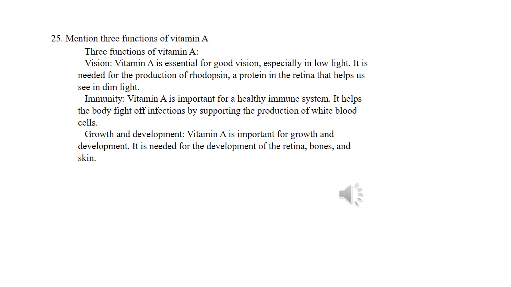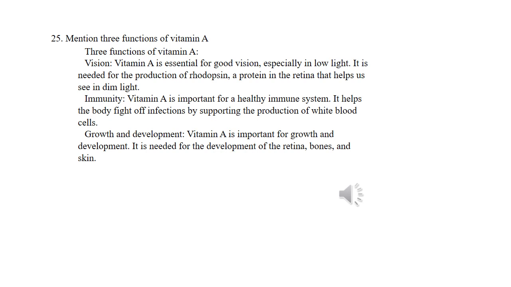Question 25. Mention 3 functions of vitamin A. Answer: 3 functions of vitamin A. Vision. Vitamin A is essential for good vision, especially in low light. It is needed for the production of rhodopsin, a protein in the retina that helps us see in dim light.